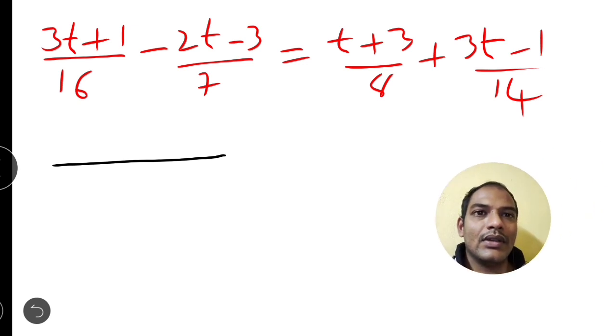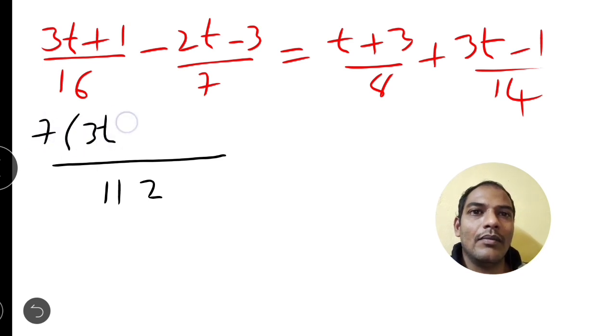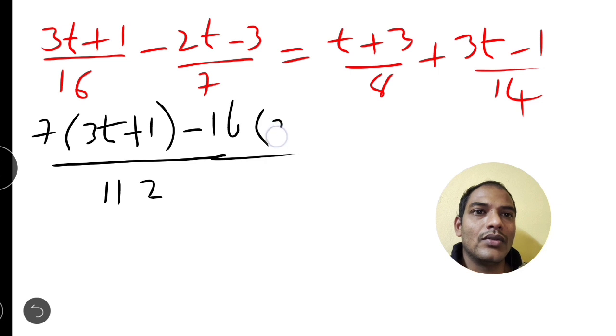So 6 sevens are 42, 2 4 carry, 7 ones are 7, 7 plus 4 is 11. So now 7 into (3t plus 1) minus 16 into (2t minus 3).